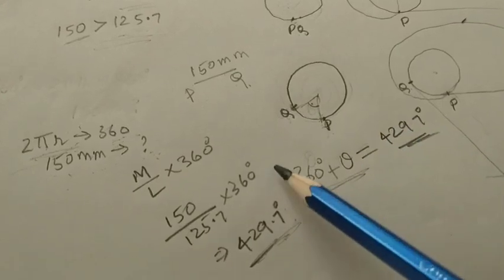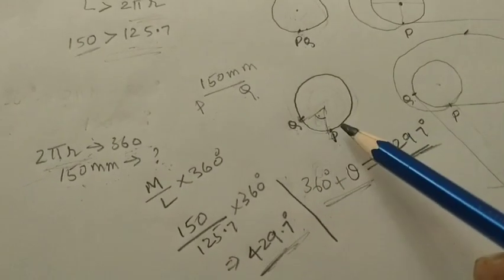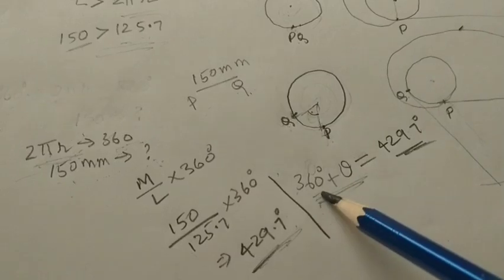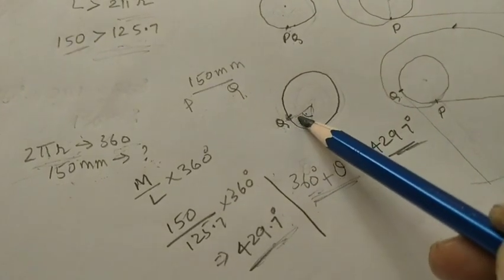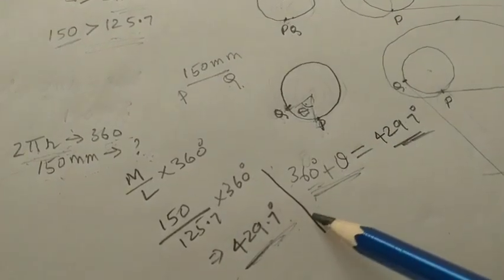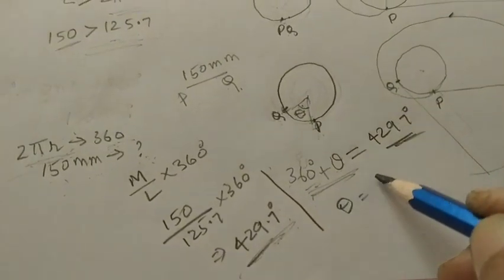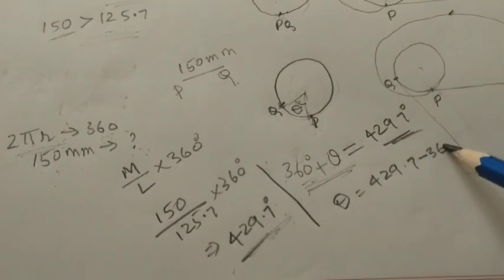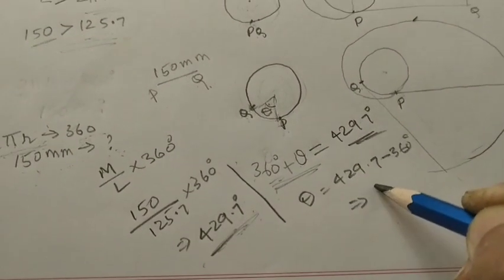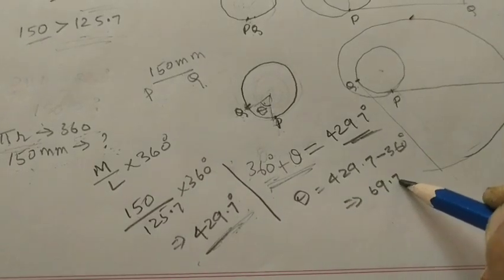So here we took the formula. When P and Q are at the same point, that is 360 degrees. The extra end will be going like this. That angle I am taking as theta angle. It is equal to 429.7 minus 360. How much is this angle? It is coming to approximately 69.7 degrees.